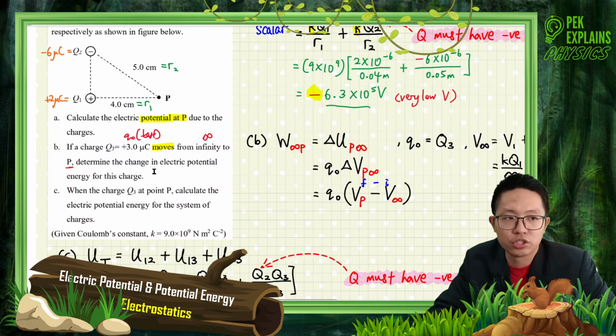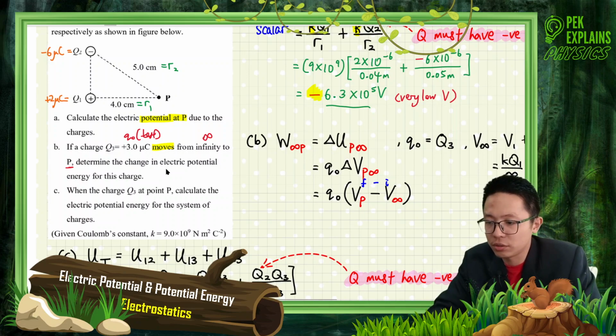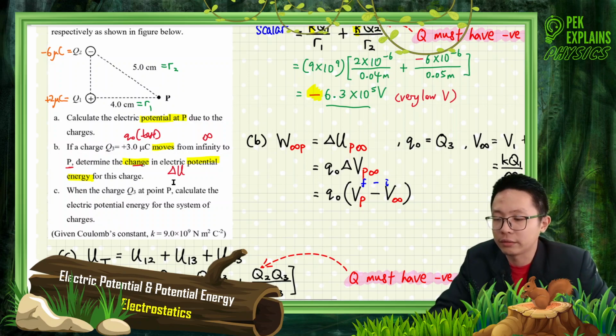So find the change in electric potential energy for this charge. The question asks for the change. The word change is delta, the triangle. You understand? Change means delta. Potential energy means U. So it is delta U.